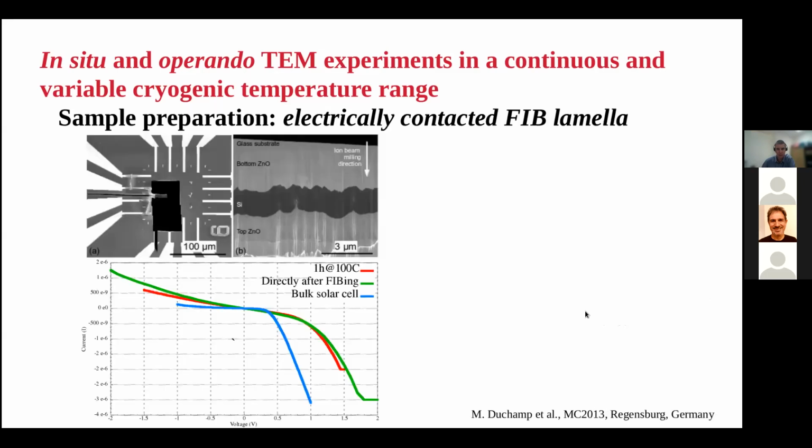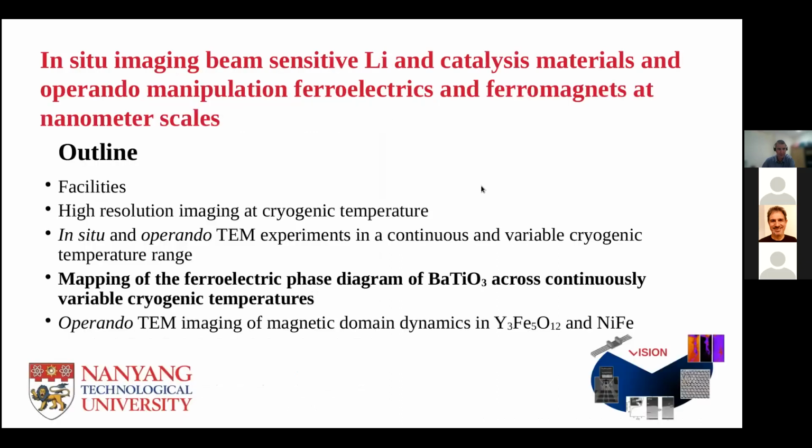And then, already quite some time in the past, I've shown that the IV curve that we can obtain for a solar cell lamella is relatively similar to the IV curve that we can obtain for a bulk solar cell. So it means that the electrical contacts are of quite good quality. Let's move on to the study of the ferroelectric material, and I'm going to start with BaTiO3.